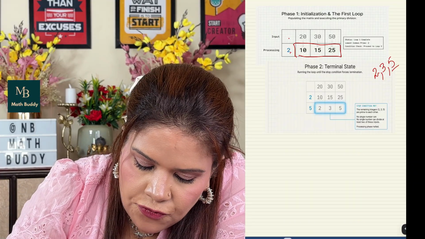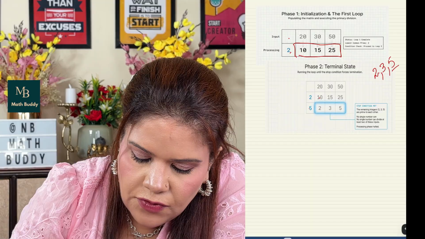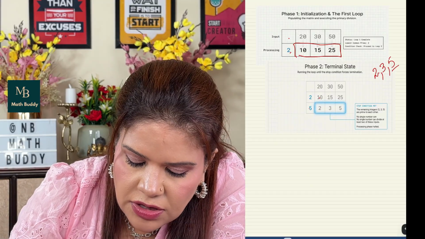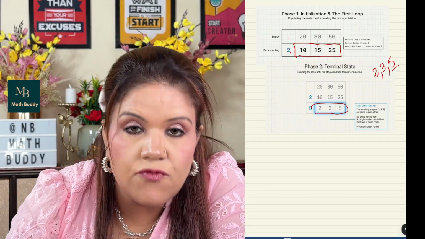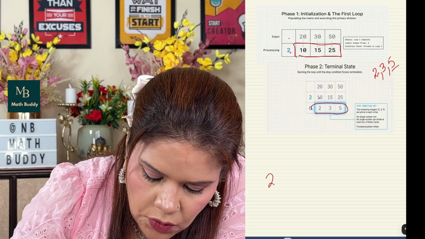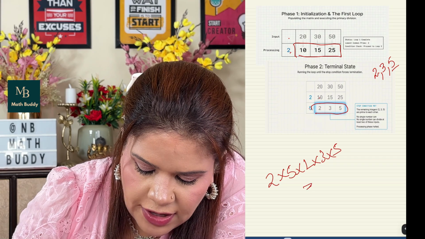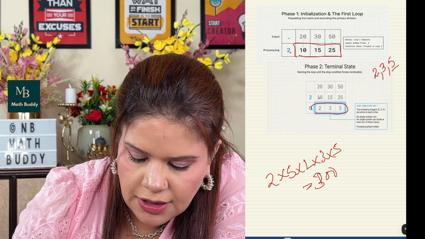Now see, 5 into 2 is 10, 5 into 3 is 15, 5 into 5 is 25. Now these three numbers which I have got have no other common factor. So I will string 2 into 5 into 2 into 3 into 5 to find the LCM, and that will be 300.